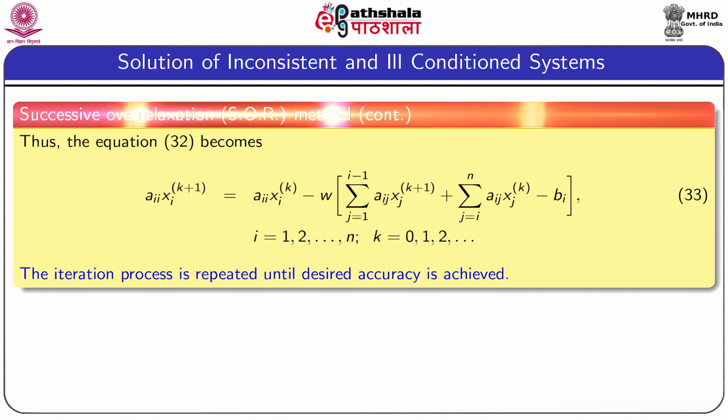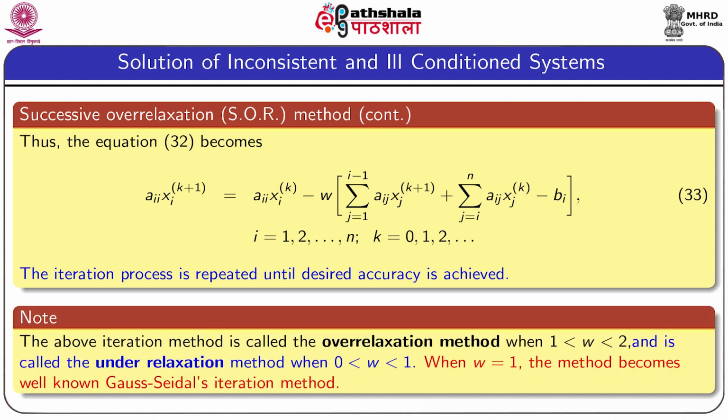And this relation is valid for all i equal to 1 to n and k equal to 0, 1, 2 up to infinity. The iteration process is repeated until desired accuracy is achieved. The above iteration method is called the over relaxation method when w lies between 1 and 2, and this method is called the under relaxation method when w lies between 0 and 1. When w equal to 1, the iteration method becomes the well known Gauss-Seidel iteration method.